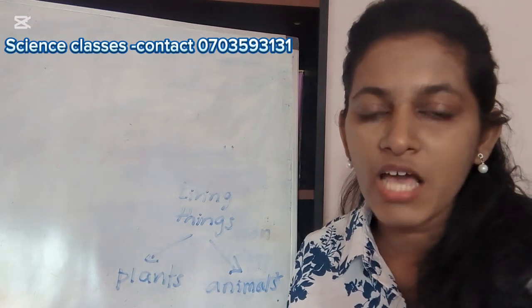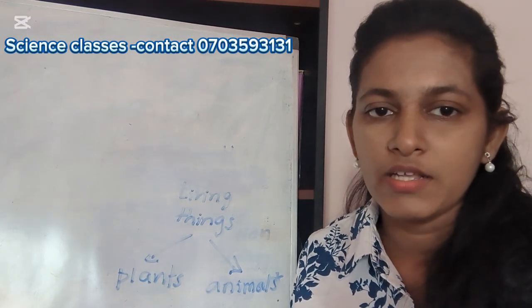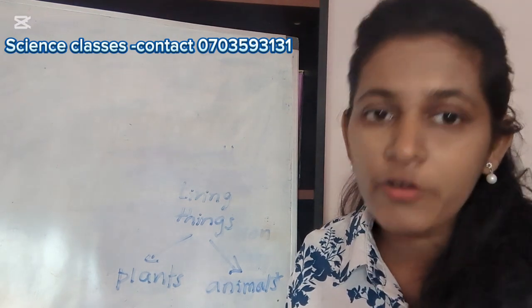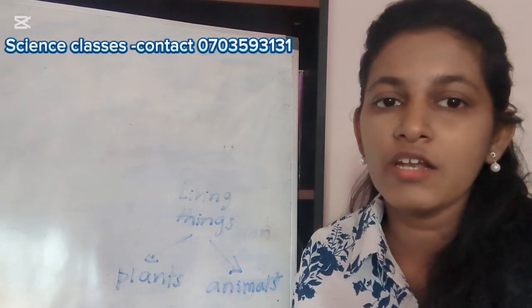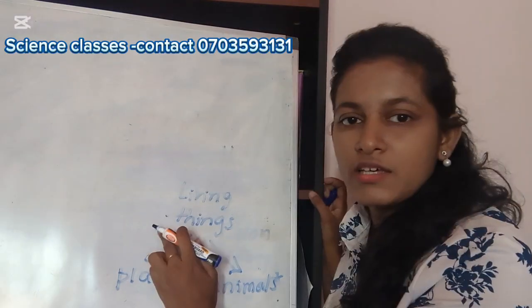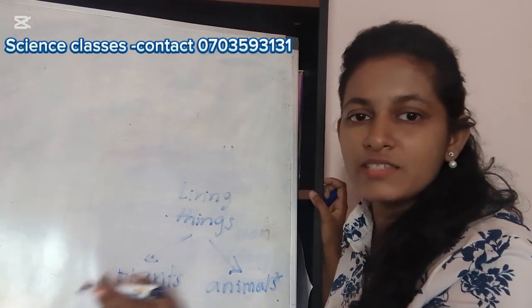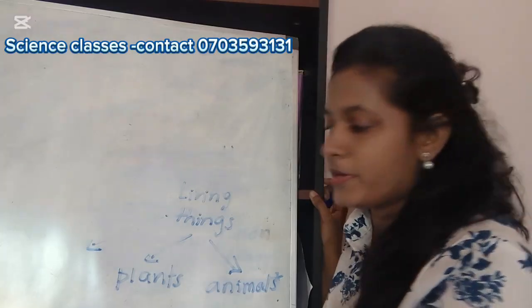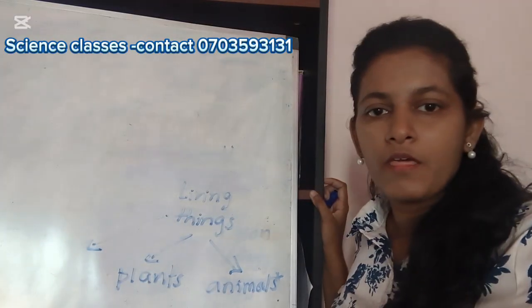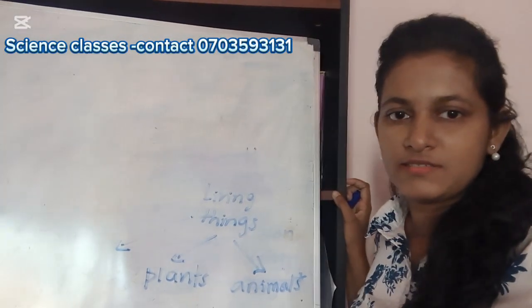But there is another type of organisms in this world. They are called microorganisms. Microorganisms cannot be seen with the normal human eye. Then we can divide the living things into three types. The other group is microorganisms.